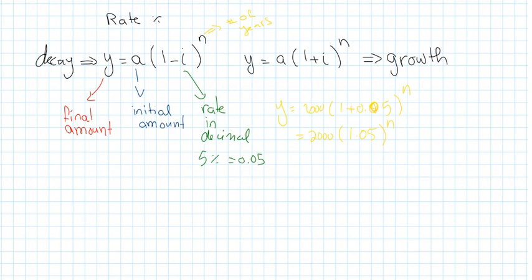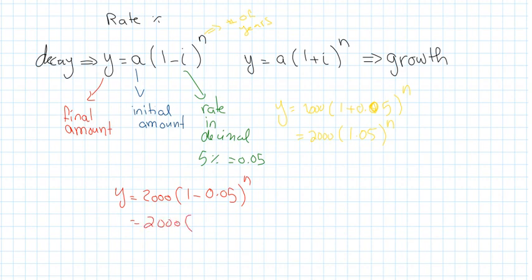Now, if I have a decay, let's say I have an amount of bacteria, and I give them some antibiotics or medication, and the bacteria is going to decrease by, let's say, 5%. This time I use the word decrease. It's going to decrease by 5% every whatever. So in this case, y is equal to, again, I'm starting with 2,000 bacteria, and it's going to decrease, so it's going to be 1 minus 0.05 to the power of n. That gives me 2,000 times 0.95 to the power of n.